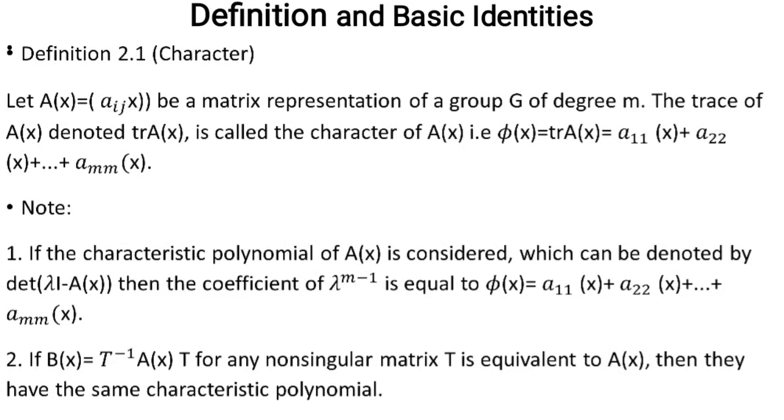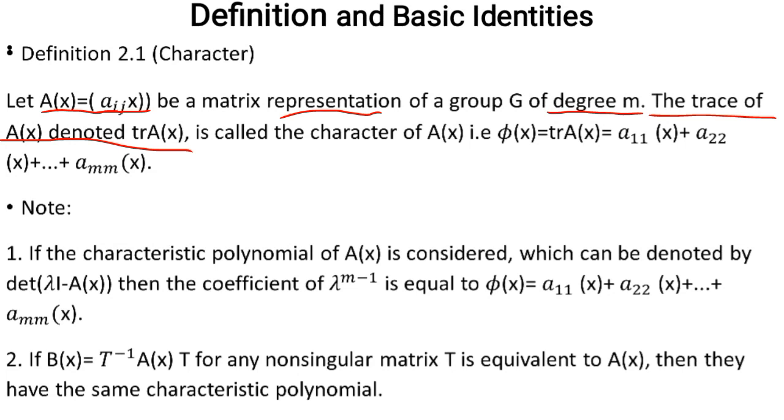Okay, so we have definition 2.1, which is the definition of character. If you happen to have a matrix of this form, it can be a matrix representation. Now you know what a representation of a group G of degree M is, which means we have an M by M matrix here. The trace of AX, denoted trace AX. You know what trace is, isn't that? It's the sum of the diagonal from our very first video. Elements of the diagonal, okay?